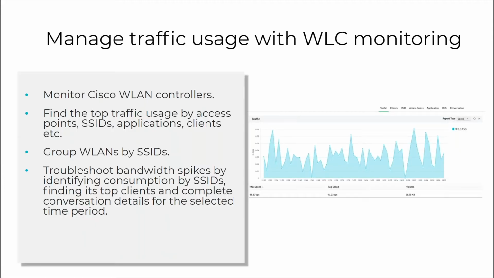So you can now monitor your Cisco WLAN controllers here. You can find the top traffic usage by access points, SSIDs, applications, clients, and you can also group your WLANs based on SSIDs and access points. This gives you an advantage of spotting bandwidth spikes by identifying the consumption based on SSIDs, and you can also drill down further by finding your top clients and complete conversation details. Just like how you're able to see it with your regular device, you can now drill down further and view it based on your wireless LAN controllers.